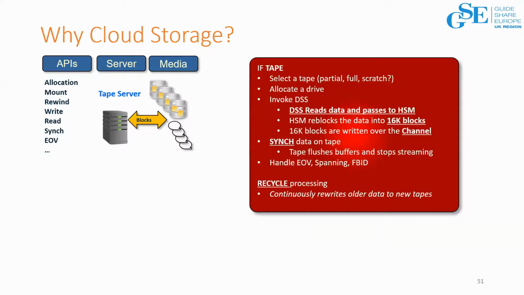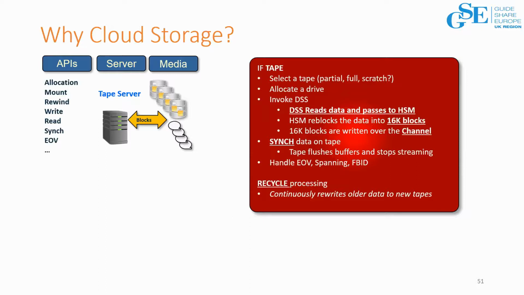So you may be wondering, why should you put in effort to set up your environment to send data to the cloud? One of the primary reasons is the entire focus of this session. It's to cut down on HSM CPU. The simple API used with cloud processing is what enables this. And here at the top, you can see there are many APIs involved in writing data to virtual or physical tape. There's allocation, mount, rewind, write, read, sync, and the volume processing. And the red box on the right shows a summary version of the algorithm when directing data to tape.